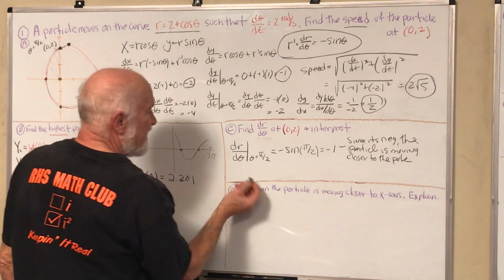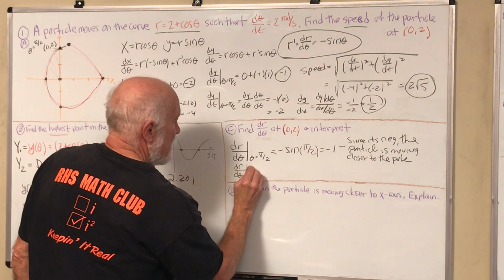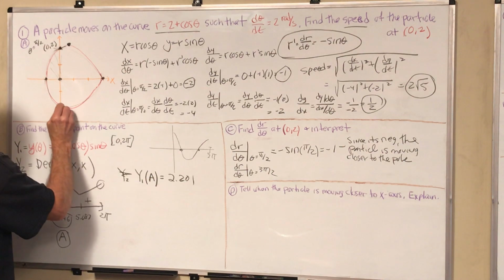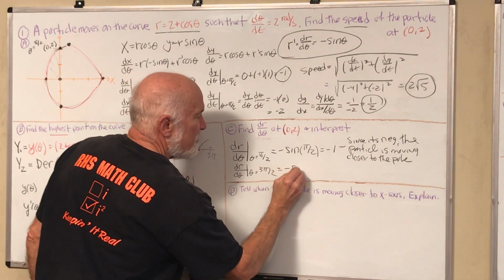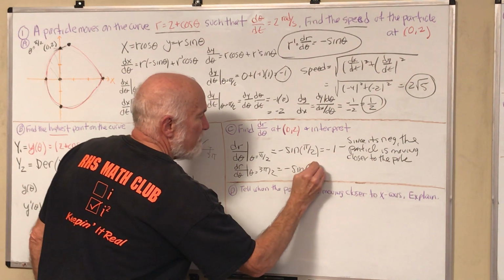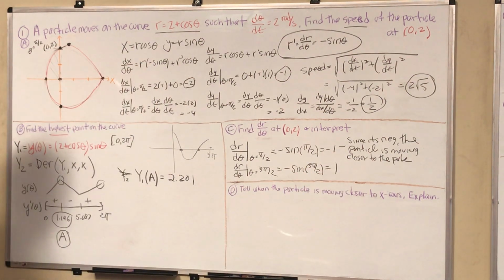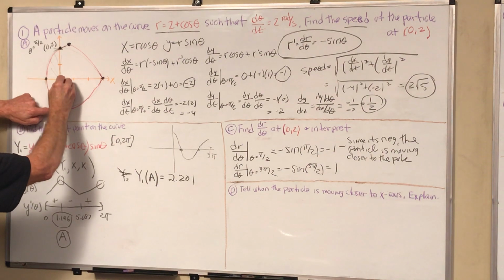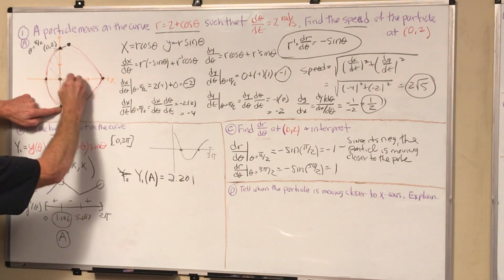And just really quickly, what would it be at 3 pi over 2? Down here, at this time, you're going to get negative the sine of 3 pi over 2, or a positive 1. So at this point, as theta is getting bigger, r is getting larger. It's moving away from the pole.